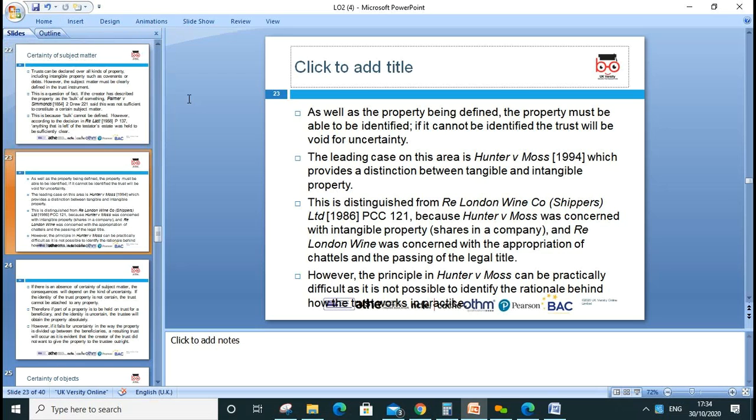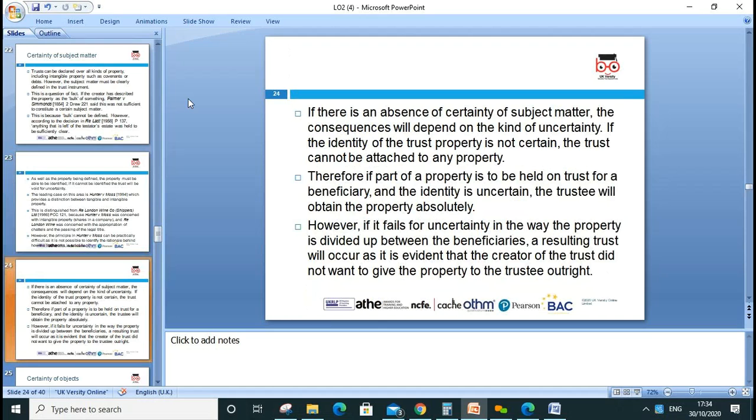This is one of the case laws again, London versus Mine, Shipper. So with trust and trustee, you're giving the property to someone else. If there is any absence of certainty of subject matter, the consequences will depend on the kind of uncertainty. If the trust property is not certain, the trust cannot be attached to any property.